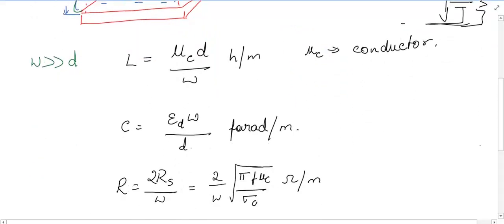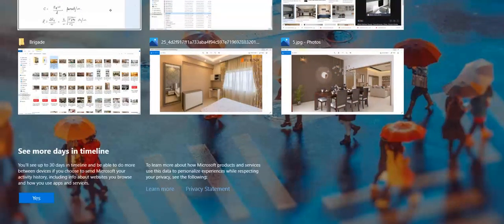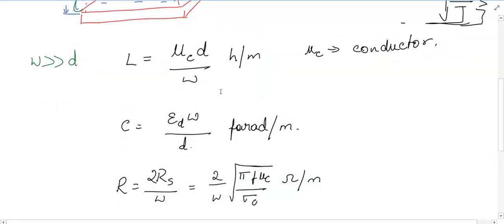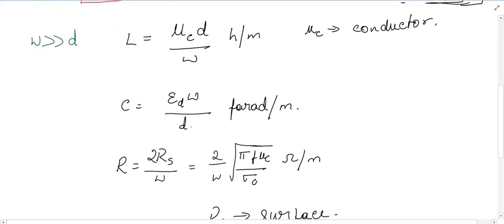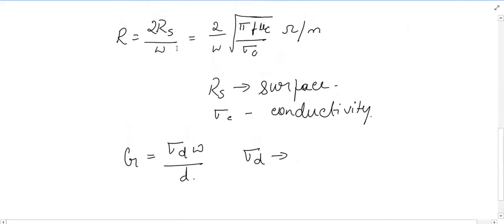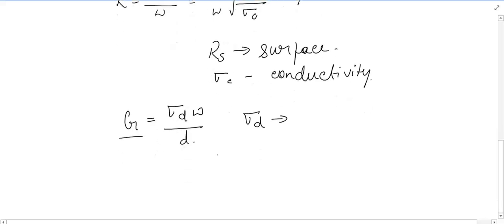So the equations are very important. L is given by mu c D divided by W, which is the width, and C is equal to epsilon D W divided by D. Why inductance has mu c is, when you are speaking about inductance, it is considered with the conducting material. That's why it is the permeability of the conductor, not the permeability of the medium. And when we speak about the capacitance, we consider the dielectric, right? That's why epsilon D is considered. And when it is resistance, again it is the mu c, and when it is conductance, again it is related to the conductivity of the dielectric, so it is sigma d. I hope you guys will follow this.